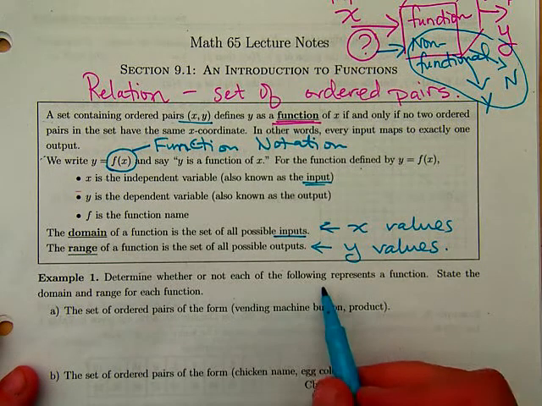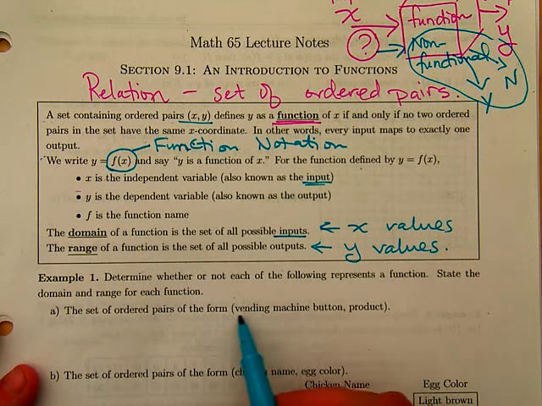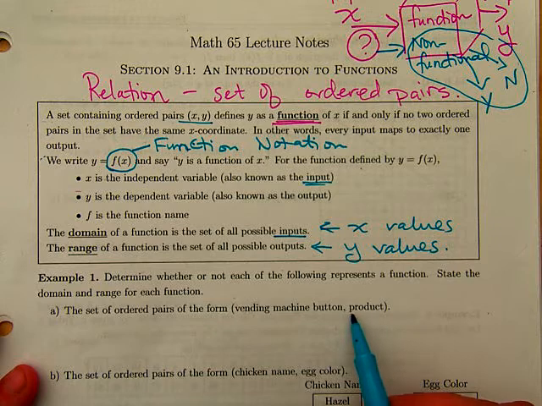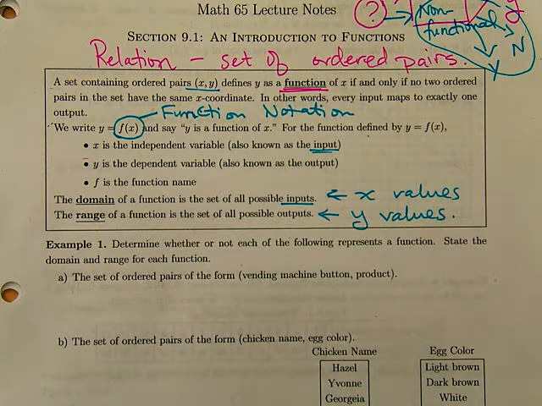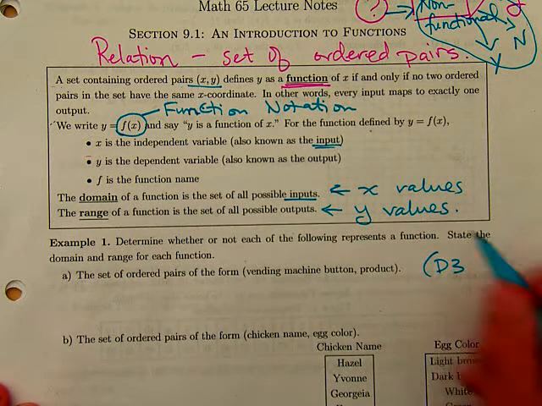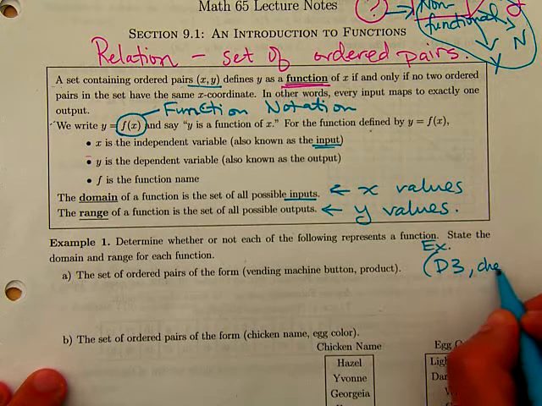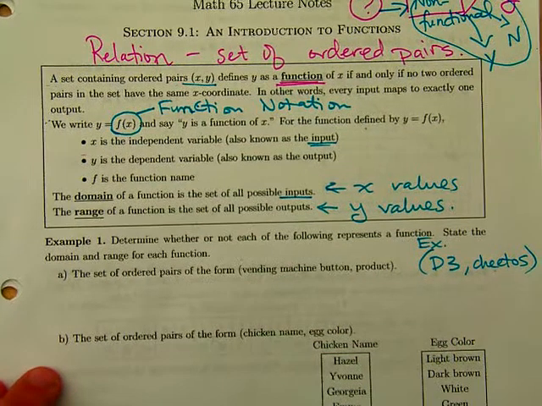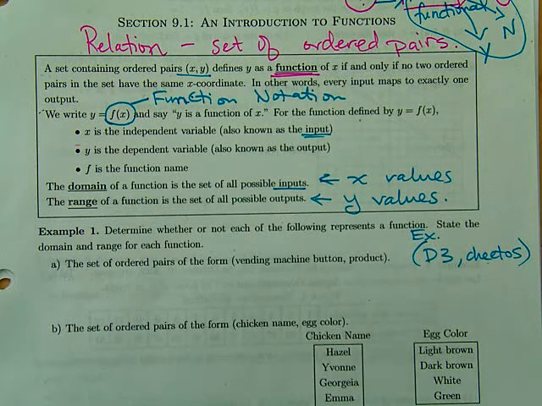Okay, determine whether or not each of the following represents a function. State the domain and the range. The set of ordered pairs in the form of vending machine buttons and products. Okay? So if you go to the vending machine, because the machine hopefully is functioning, right? What do you put in? D3, right? Could be an example. And what would pop out if you punch in D3? Cheetos, okay? Hopefully the machine is not spitting out multiple things, Cheetos and Doritos.